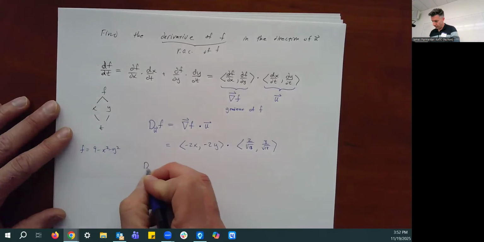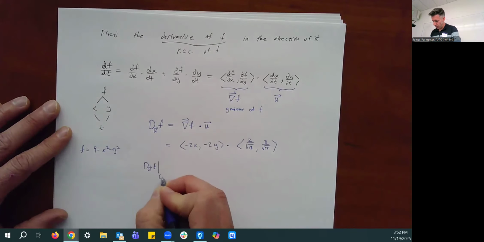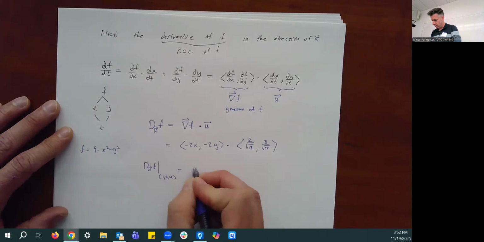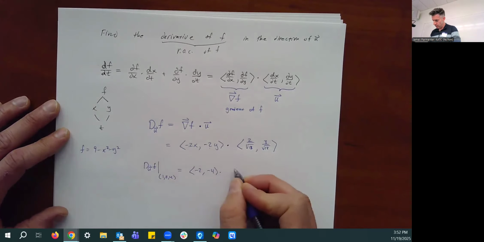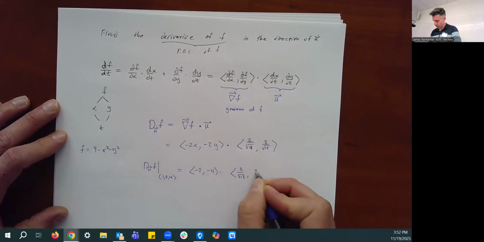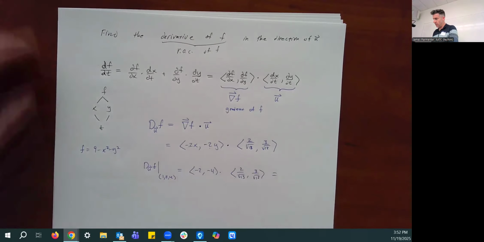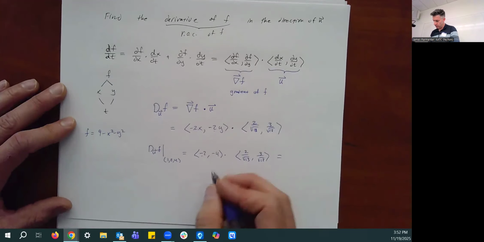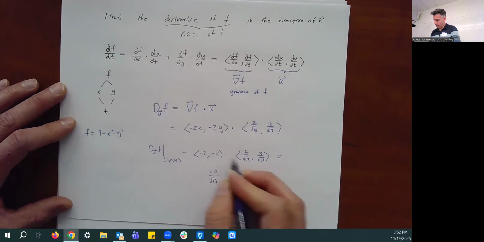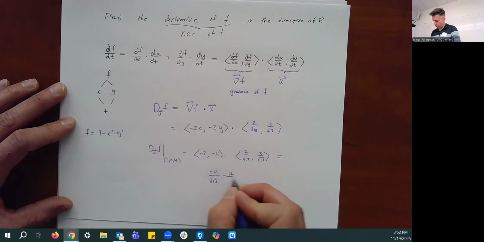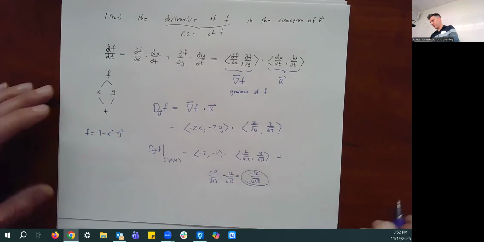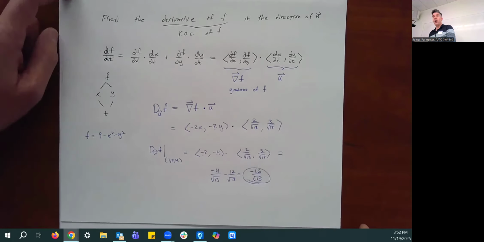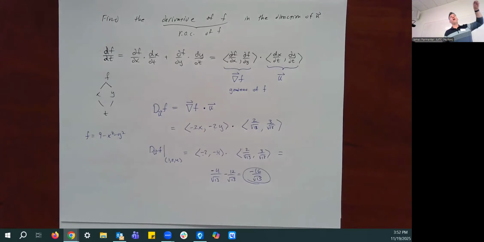So the directional derivative evaluated at the point 1, comma 2, comma 4 is going to be negative 2 times 1, comma negative 2 times 2, dotted with 2 over root 13, comma 3 over root 13. Finally, putting it all together, we get negative 2 times 2 over root 13, which is negative 4 over root 13, plus negative 4 times 3, which is negative 12 over root 13. So we get negative 16 over the square root of 13, or something a little bit bigger than 5. And that is the slope of the surface at that point in that direction.